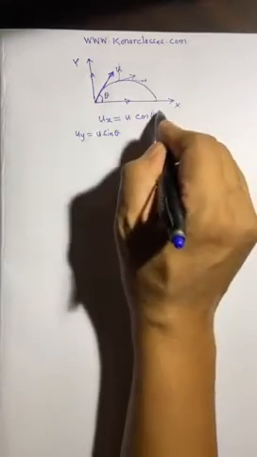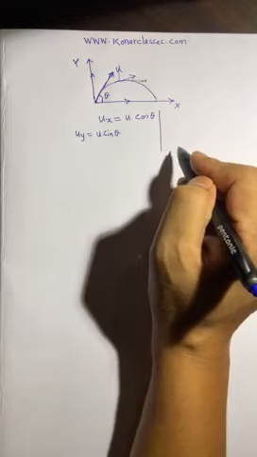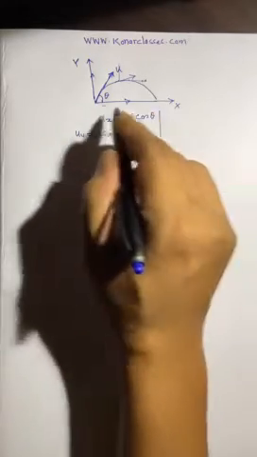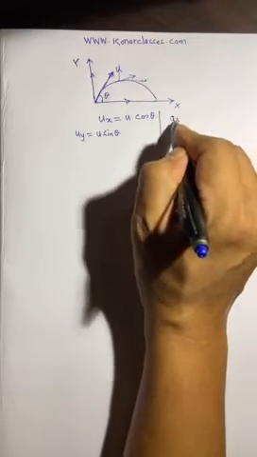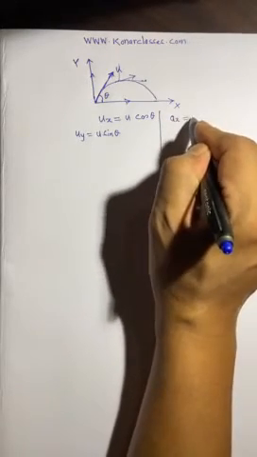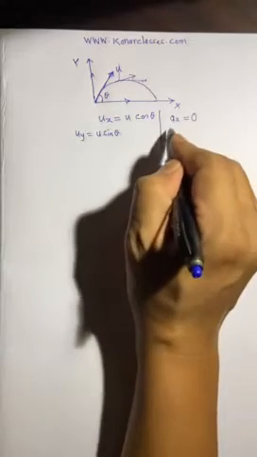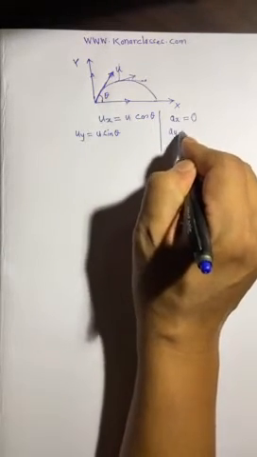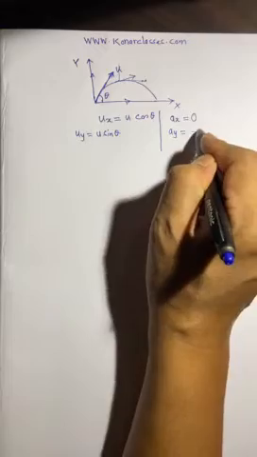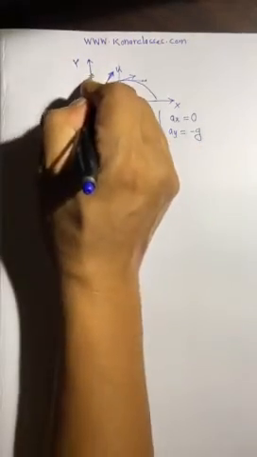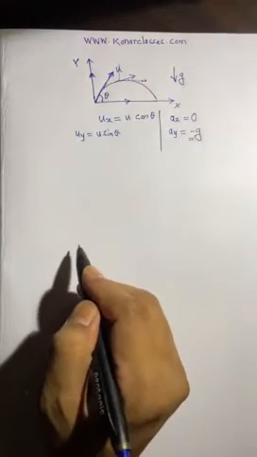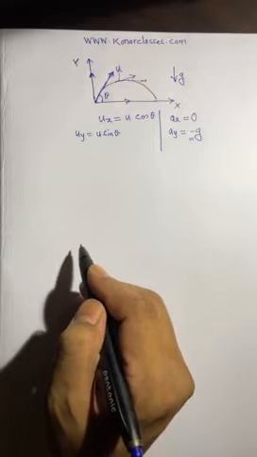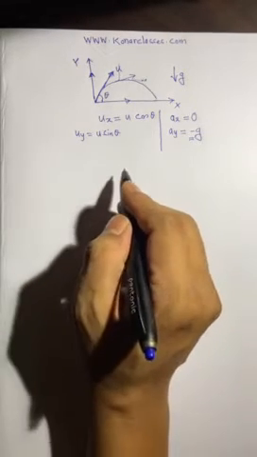Another few important things we need to remember when we are dealing with projectiles: the acceleration component along the x-axis, ax, will be 0, and the component along the y-axis, ay, will be minus g. We are considering y in the upward direction, but gravity always works in the downward direction, and for that reason that minus sign comes.